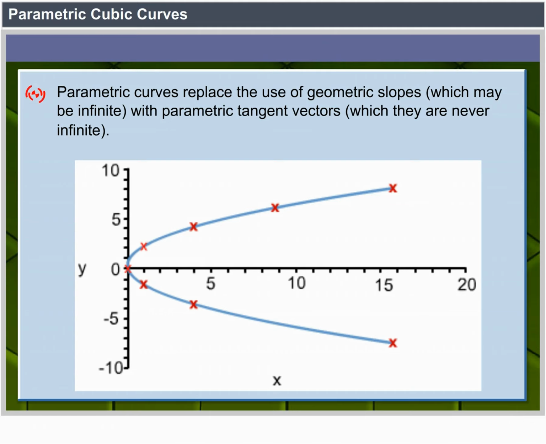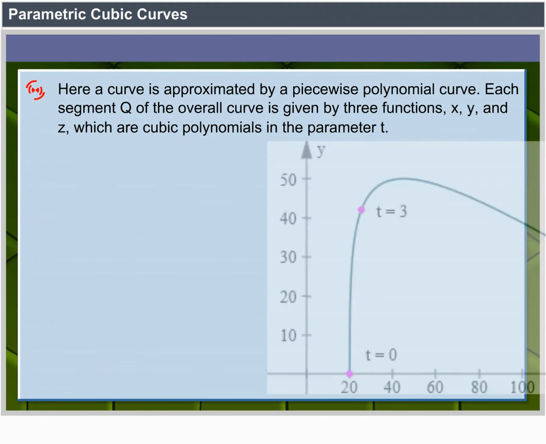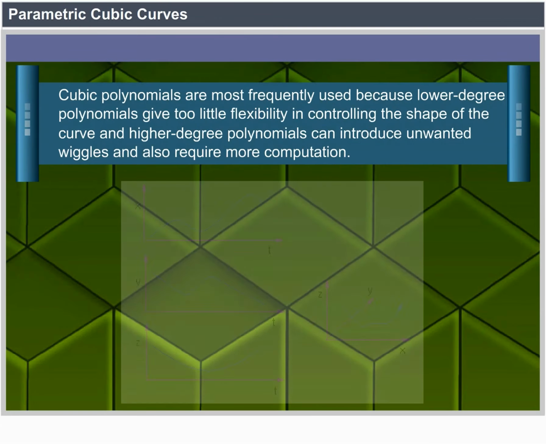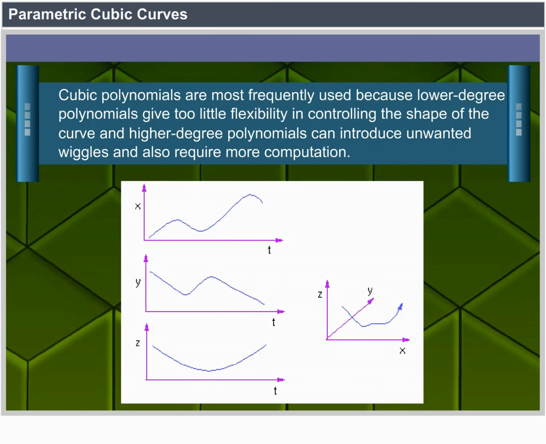Here a curve is approximated by a piecewise polynomial curve. Each segment q of the overall curve is given by the three functions x, y, and z, which are cubic polynomials in the parameter t. Cubic polynomials are most often used because lower degree polynomials give too little flexibility in controlling the shape of the curve, and higher degree polynomials can introduce unwanted wiggles and also require more computation.